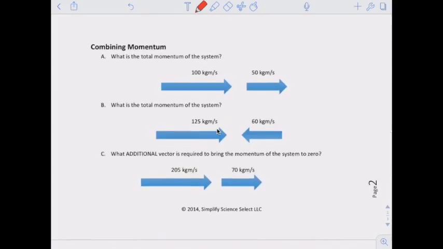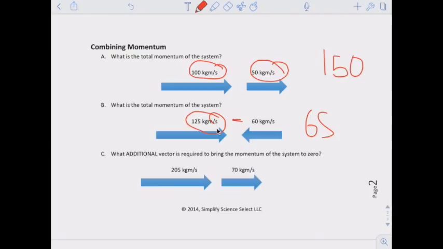Combining momentum. What is the total momentum of a system? When they are going in the same direction, we add their momentums together. When it's going in opposite directions, we subtract them. So 150, they're going together, so the momentum is 150. They're going opposite each other, so we subtract, and we get 125 minus 60 will give us 65.